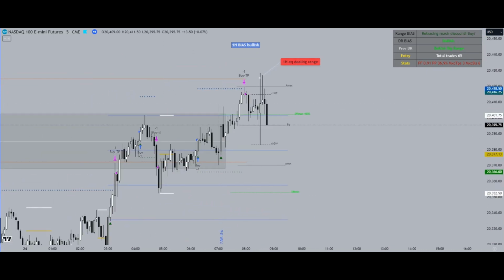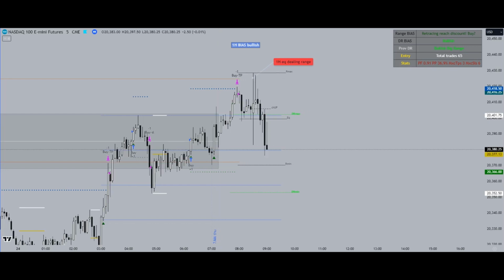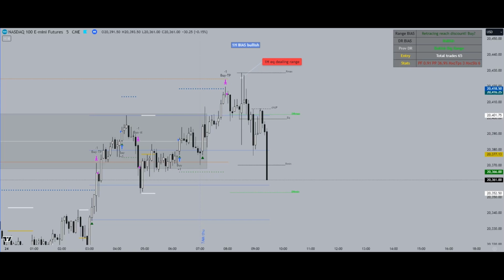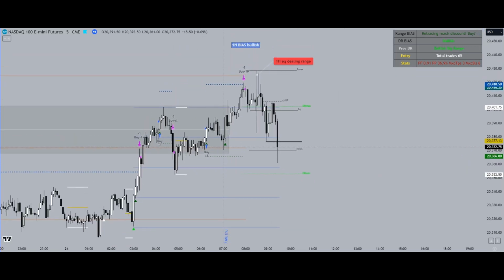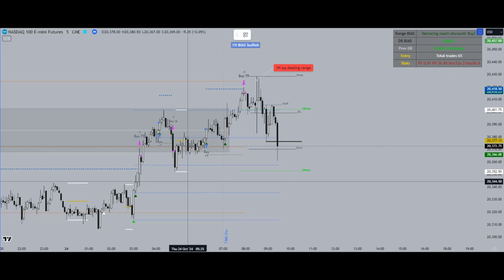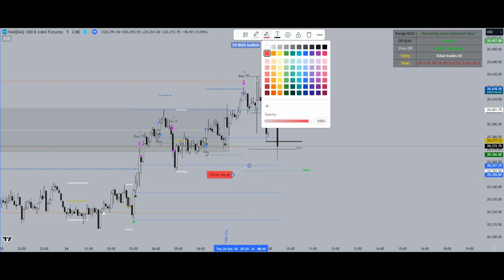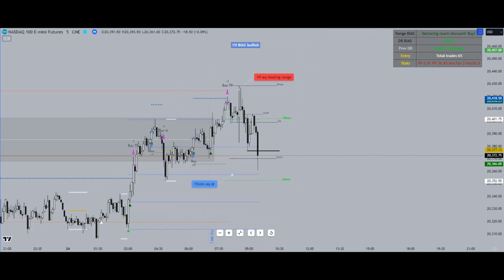Notice the reaction of this level. Displacement lower as expected because it touches the higher time frame. You see how you can predict the moves focusing on the 1 hour key levels. Now we would like to see if this 15 minutes range can make some move higher.